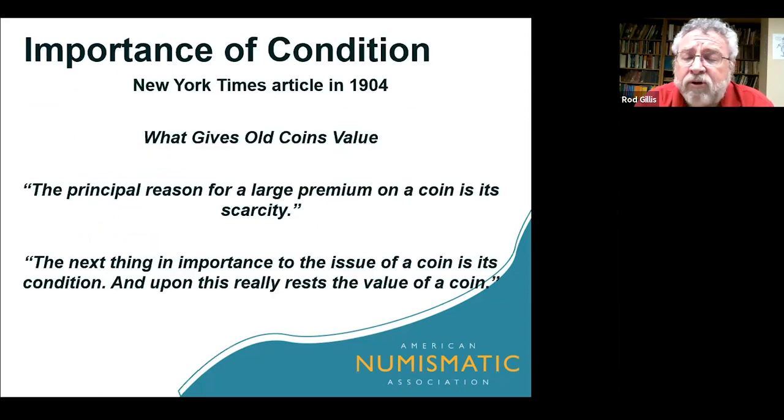The New York Times wrote an article in 1904 called "What Gives Old Coins Value?" And in the article, they say the principal reason for a large premium on a coin is its scarcity, which is true, mintage number. The next thing in importance to the issue of a coin is its condition. And upon this really rests the value of a coin.